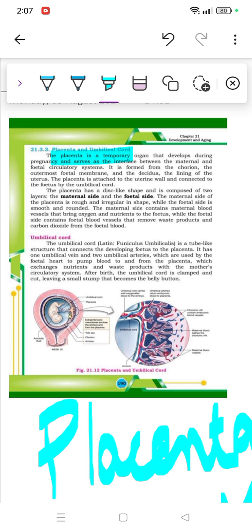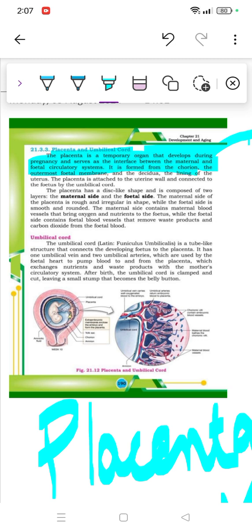First thing, placenta is a temporary organ that develops during pregnancy and serves as an interface between the maternal and fetal circulatory system. So yes, this is a temporary organ and it maintains the interface between the maternal, like the mom, and the fetal circulatory system, heart, and these all.